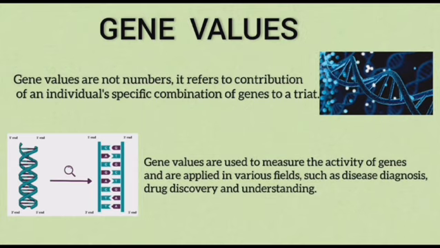Gene values are not numbers. It refers to the contribution of an individual's specific combination of genes to a trait. Our project uses machine learning to predict the subtypes of breast cancer, like basal-like, luminal A, luminal B, HER2-enriched. We just upload a data file, for example, a CSV with values for different genes.